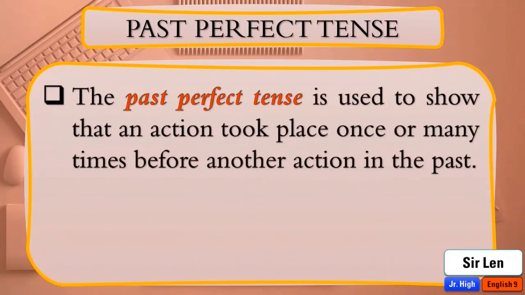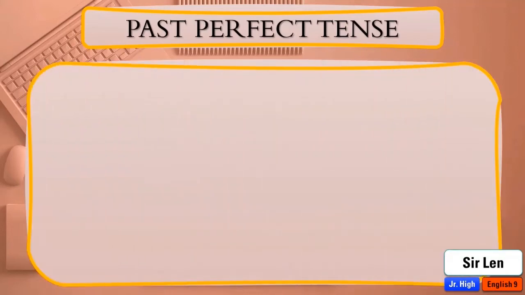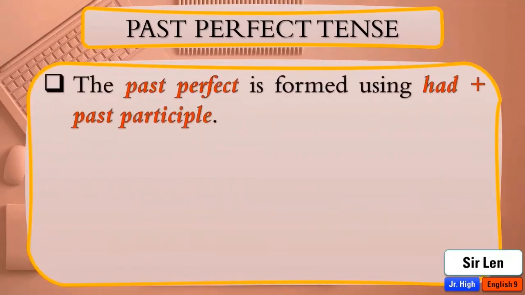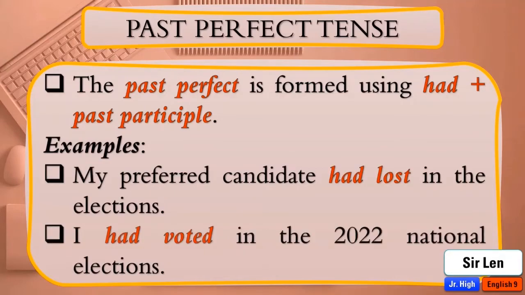The past perfect tense is used to show that an action took place once or many times before another action in the past. We often use the past perfect in reported speech after verbs like said, told, asked, thought, or wondered. The past perfect is formed using had plus the past participle of the verb. Examples: My preferred candidate had lost in the elections. I had voted in the 2022 national elections.